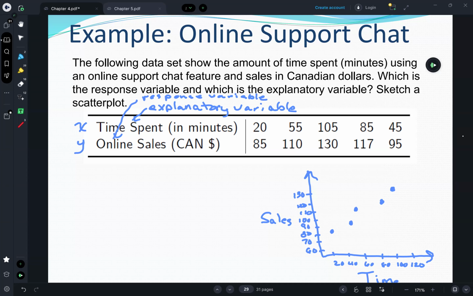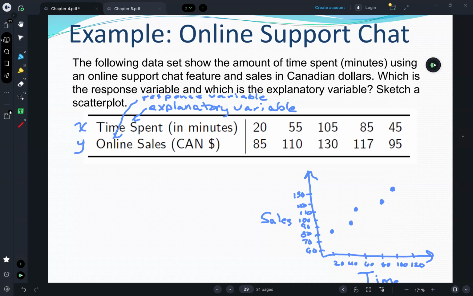and it's just a sketch, but we can kind of get a visual idea. Do we have an association between time spent on the chat feature and sales? Yes. Well, how would you describe it? Yes. Yeah, it's only 5 points, but it looks like a strong association, a strong correlation.